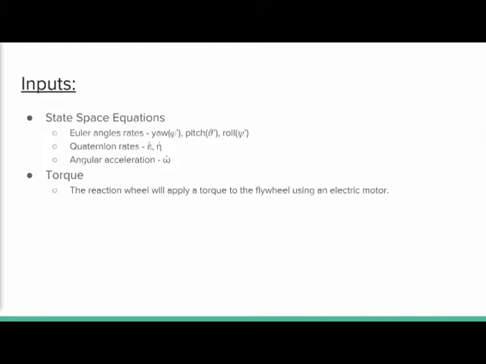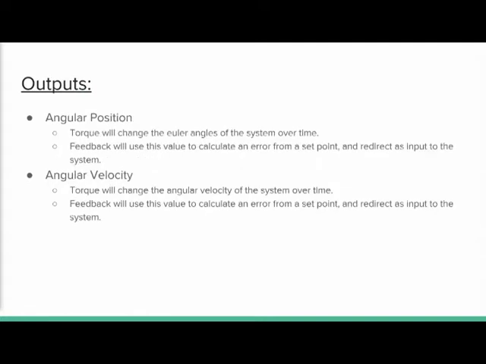The inputs to our dynamic system are the state space equations derived from our equations of motion and the torque applied to the reaction wheel. These consist of the Euler rates, which can be replaced with the quaternion rates if need be, and the angular acceleration. The outputs to our dynamic system are the angular position and angular velocity. These will be changing based on the torque applied to the reaction wheel.